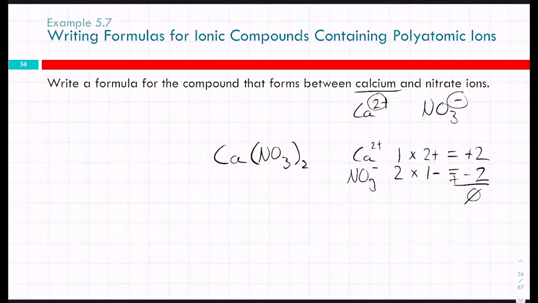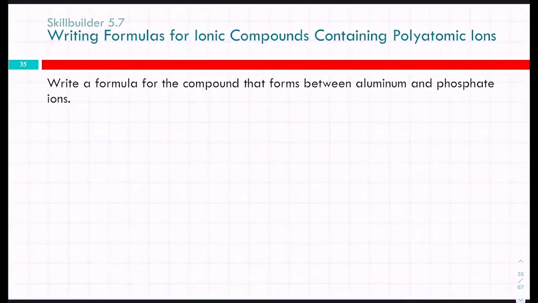So I think we did a bunch of examples of that with monoatomic ions. This is how you do it with polyatomic ions. It's really the same process. I think the trickiest thing is identifying maybe that nitrate is a polyatomic ion, and then knowing that you need to go look it up in a table or memorize it at some point. So same kind of question.